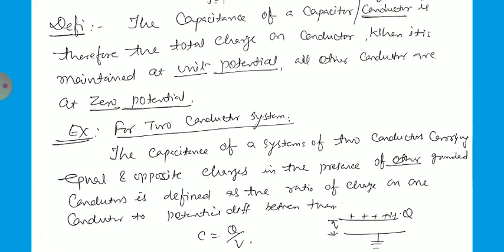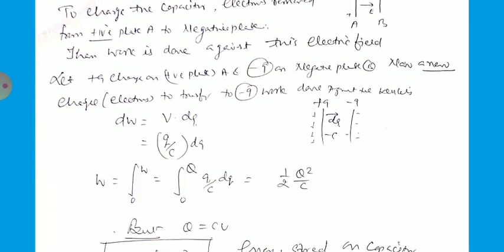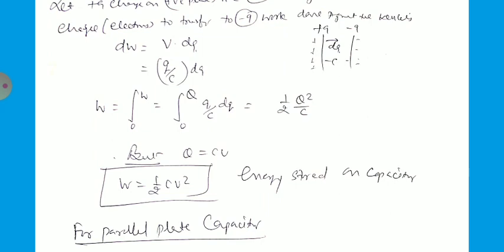So for the two conductor system, as we have calculated earlier in UG classes and in 12th class, the capacitance of a system of two conductors carrying equal and opposite charges in the presence of other grounded conductors is defined as the ratio of the charge on one conductor, C equal to Q by V. To determine the energy, we can write dW equal to V dQ, which is Q by C dQ. So W equals the integral from 0 to Q of Q by C dQ. On integration we obtain 1 by 2 Q square by C. And if Q equals CV, then W equals 1 by 2 CV square.